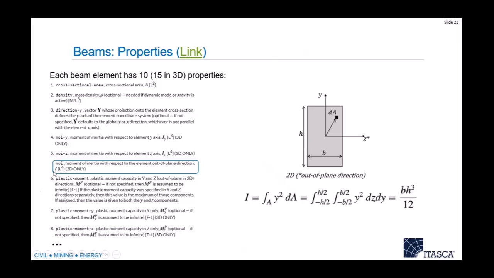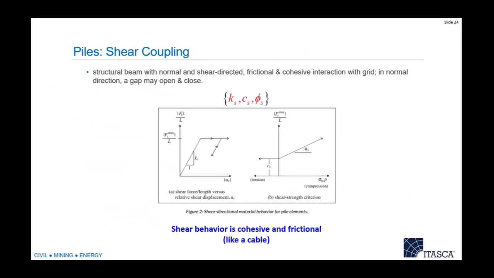Those are the properties. For example, moment of inertia. If your beam is of square shape, you can easily calculate the moment of inertia to be based on the height cubed divided by 12. If it's a circle, then you'll be calculating a different moment of inertia. Okay, piles, remember, the element behaves just like a beam. The only difference now is how it interacts with the grid.